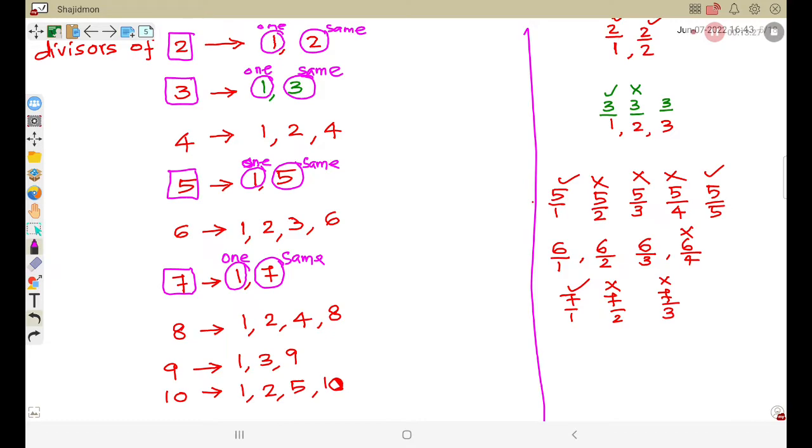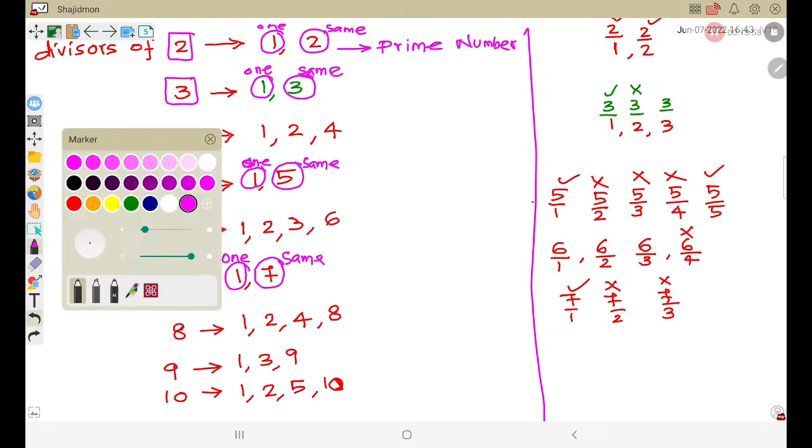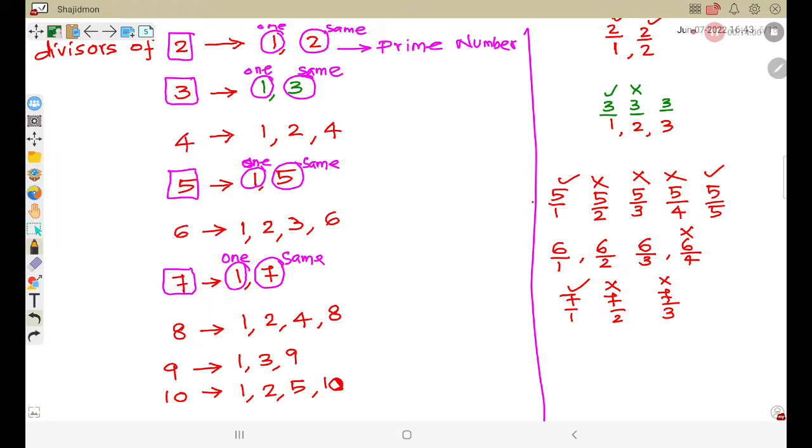These numbers we are calling by a special name: prime numbers. So what is the meaning of prime number? A prime number means a number having only 2 divisors, 1 and the same number. So what are the prime numbers? 2, 3, 5, 7, okay? Then next we can write 11, 13, 17, like that it goes. And all other numbers we are calling composite numbers. A number that is not prime, we are calling a composite number.